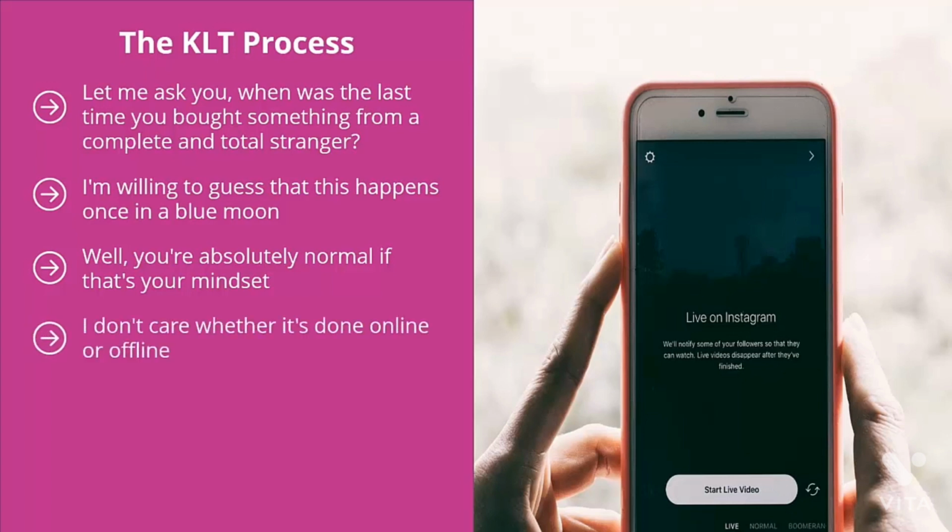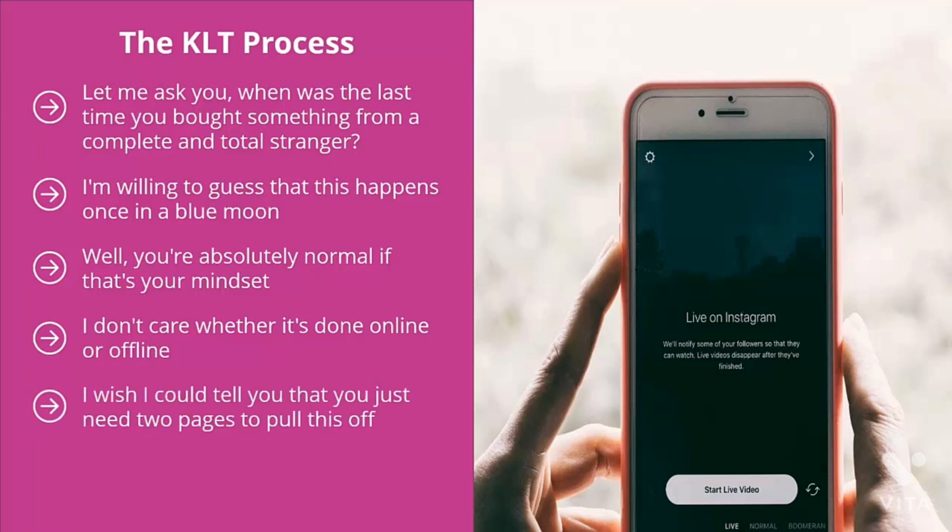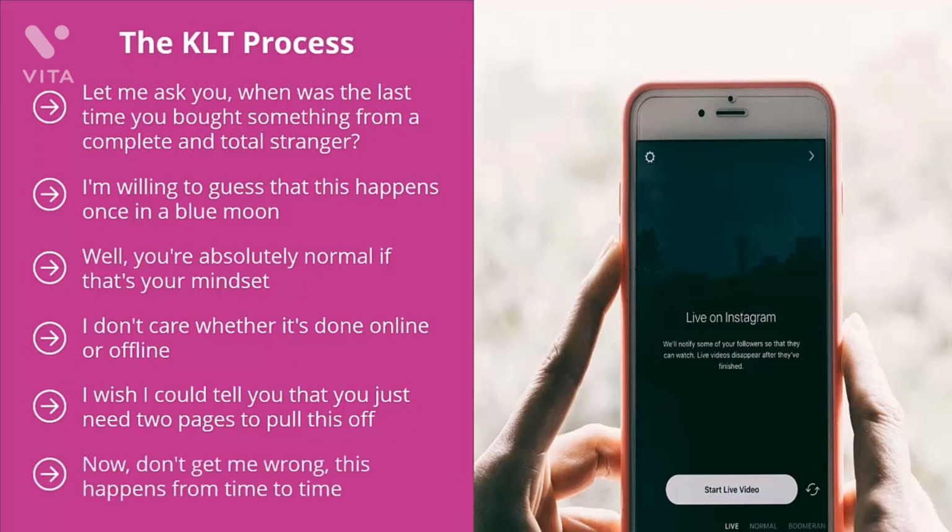That is the bedrock of any kind of sales. I don't care whether it's done online or offline. It doesn't matter whether a small company or a big company is doing it. It's all about trust. When you use a content-based sales funnel strategy for Instagram, you build trust. This requires multiple pages. I wish I could tell you that you just need 2 pages to pull this off. I wish I could tell you that you just need to get people to a general consumer guide and then they would reliably click through to the sales page and they would buy stuff. That's wishful thinking. Now, don't get me wrong, this happens from time to time. I know it happens to me quite a bit, but I cannot bank on that. What I can bank on is trust.